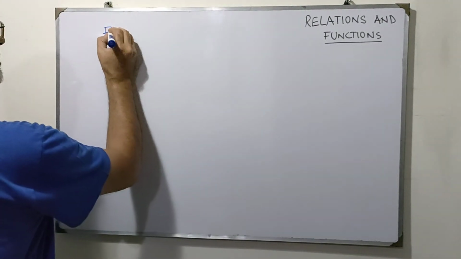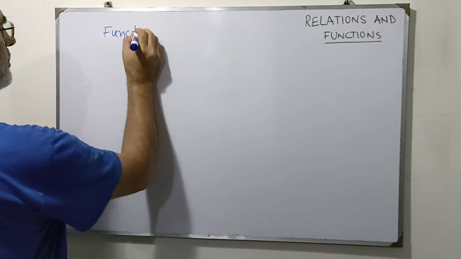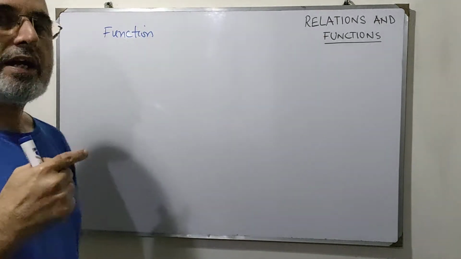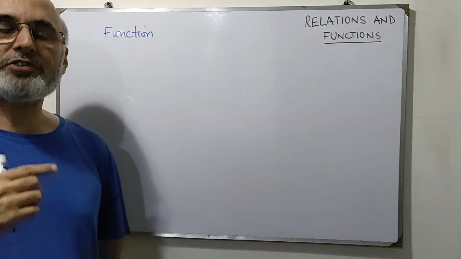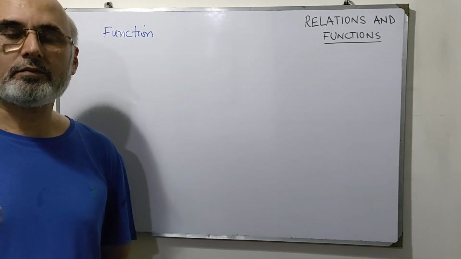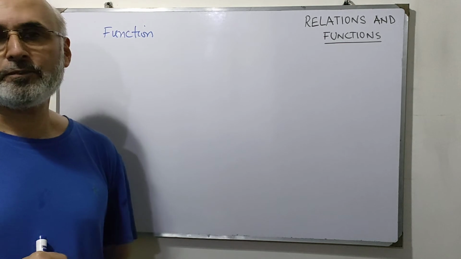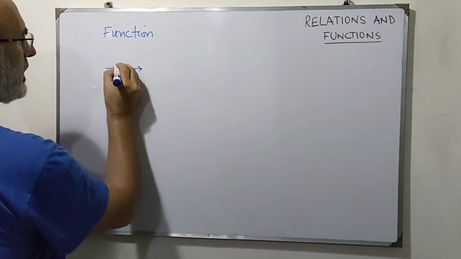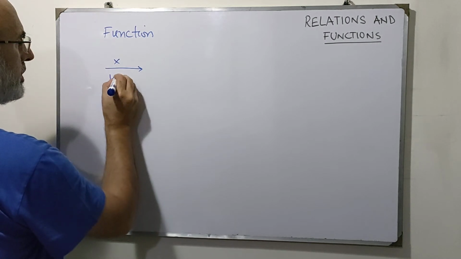So function. For a function, we define it as a rule which relates x values with the y values. Okay. How? Let's say we have x values, which is the input.